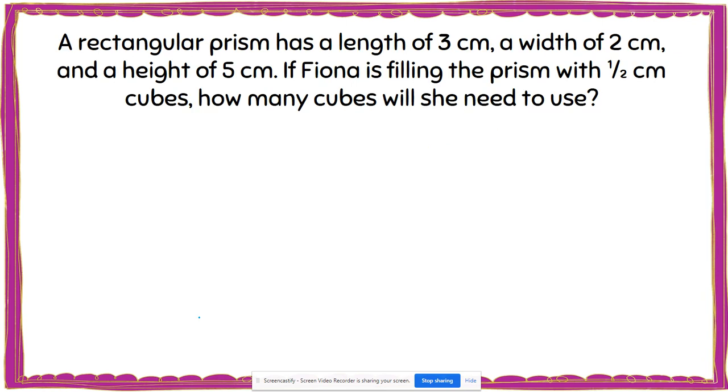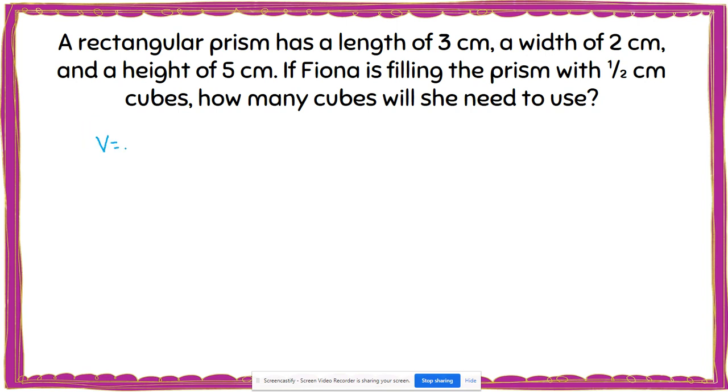Next, I see that a rectangular prism has a length of 3, a width of 2, and a height of 5. If Fiona is filling the prism with ½ centimeter cubes, how many cubes will she need to use? Well, for this, the first thing that I want to know is what is the volume of this prism, because I need to know how much space is being taken up by the prism.